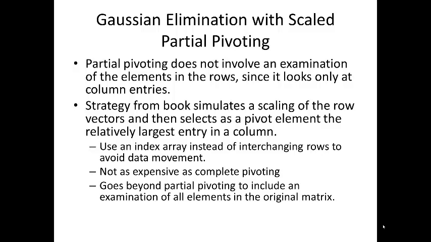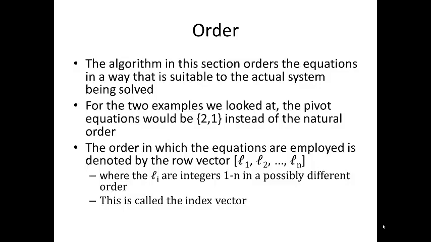In regard to order, the algorithm in this section orders the equations in a way that is suitable for the actual system being solved. For the two examples we looked at, the pivot equations 2, 1 would be 2 followed by 1 instead of the natural order. So we would reverse the order for solving those, particularly in our first example.